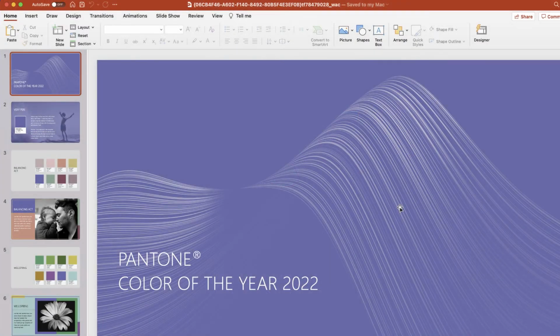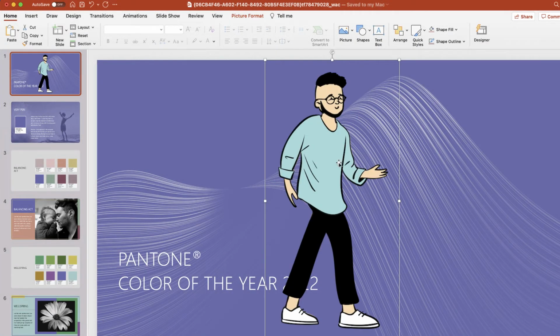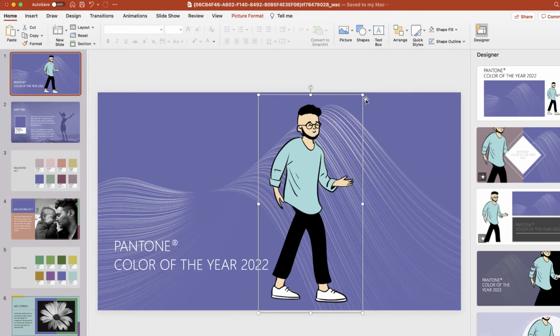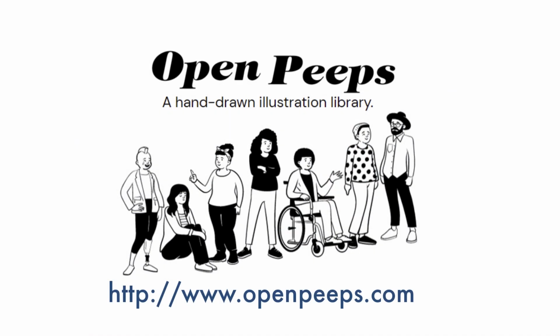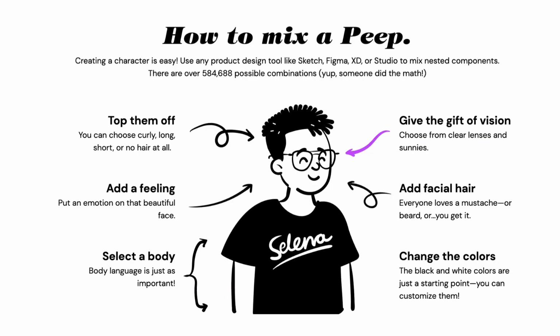So now when I'm working on my PowerPoint, I can just copy and paste this custom character that I just created through openpeeps.com. So the website is called openpeeps.com. It's free for you to create your own cartoon illustrations.